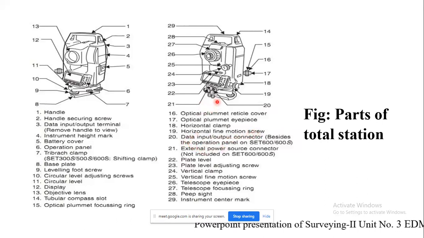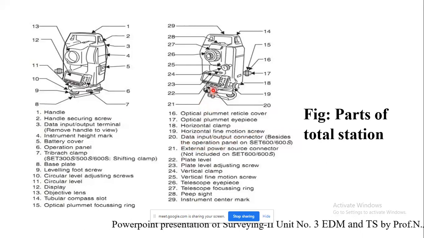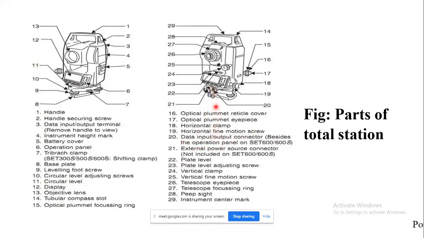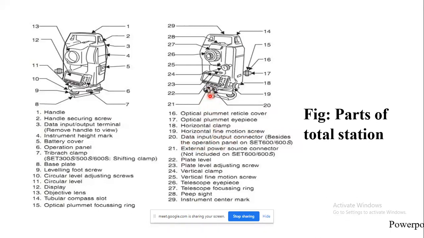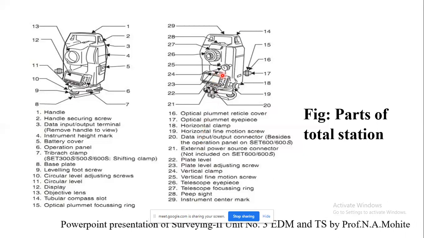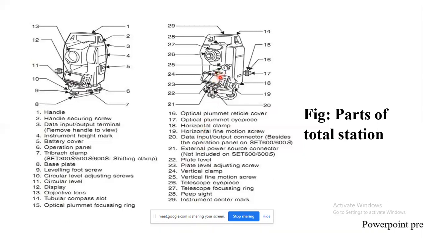Then here you can see the data input or output connector beside the operation panel. Whether it is a USB port or a wire port, depending upon that, from here you can transfer the data and take it to the computer. Then an external power source connector is there in some of the instruments. Then the plate level bubble, as I told you, for leveling, and the plate level adjusting screw. Then correspondingly the vertical clamp screw, and here is the vertical tangent screw.